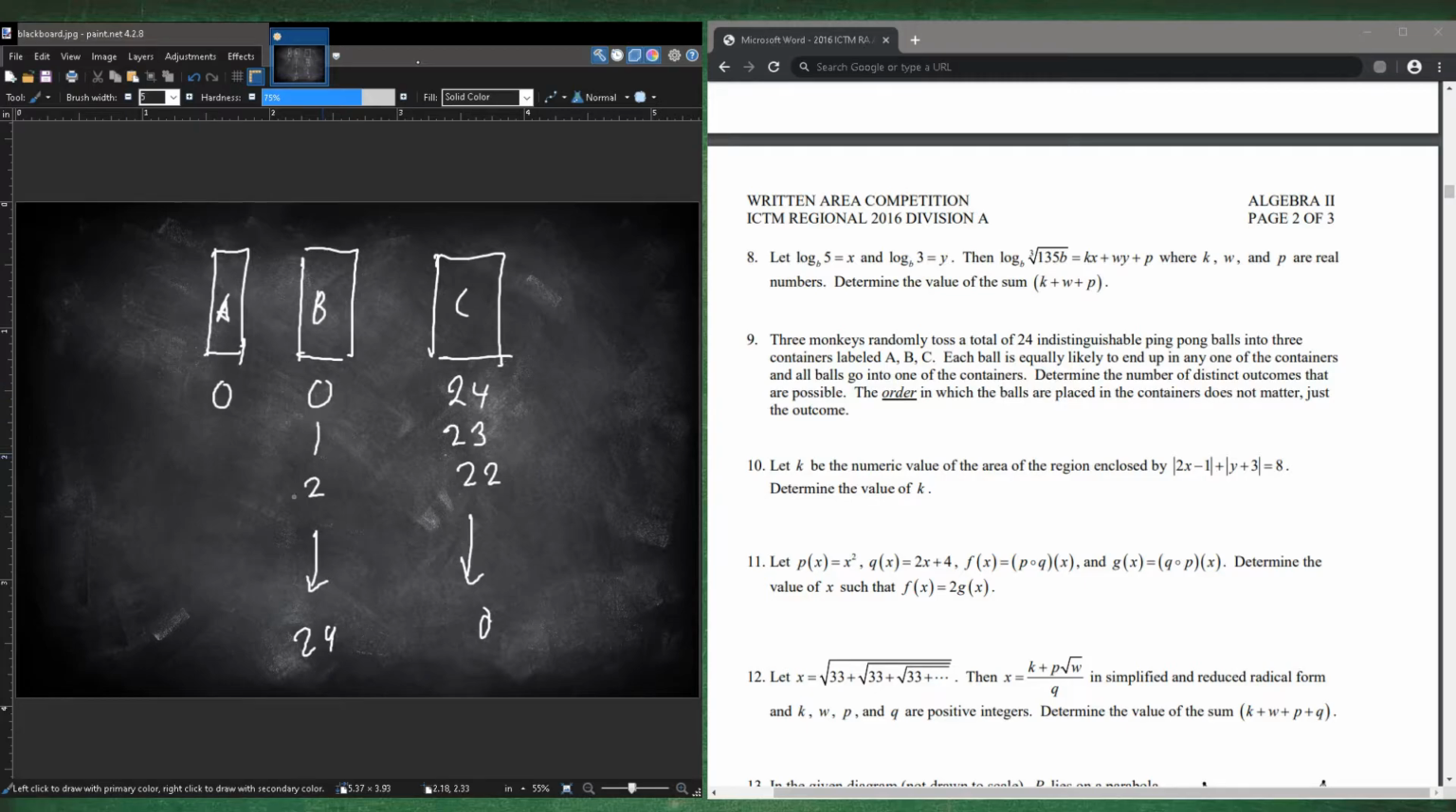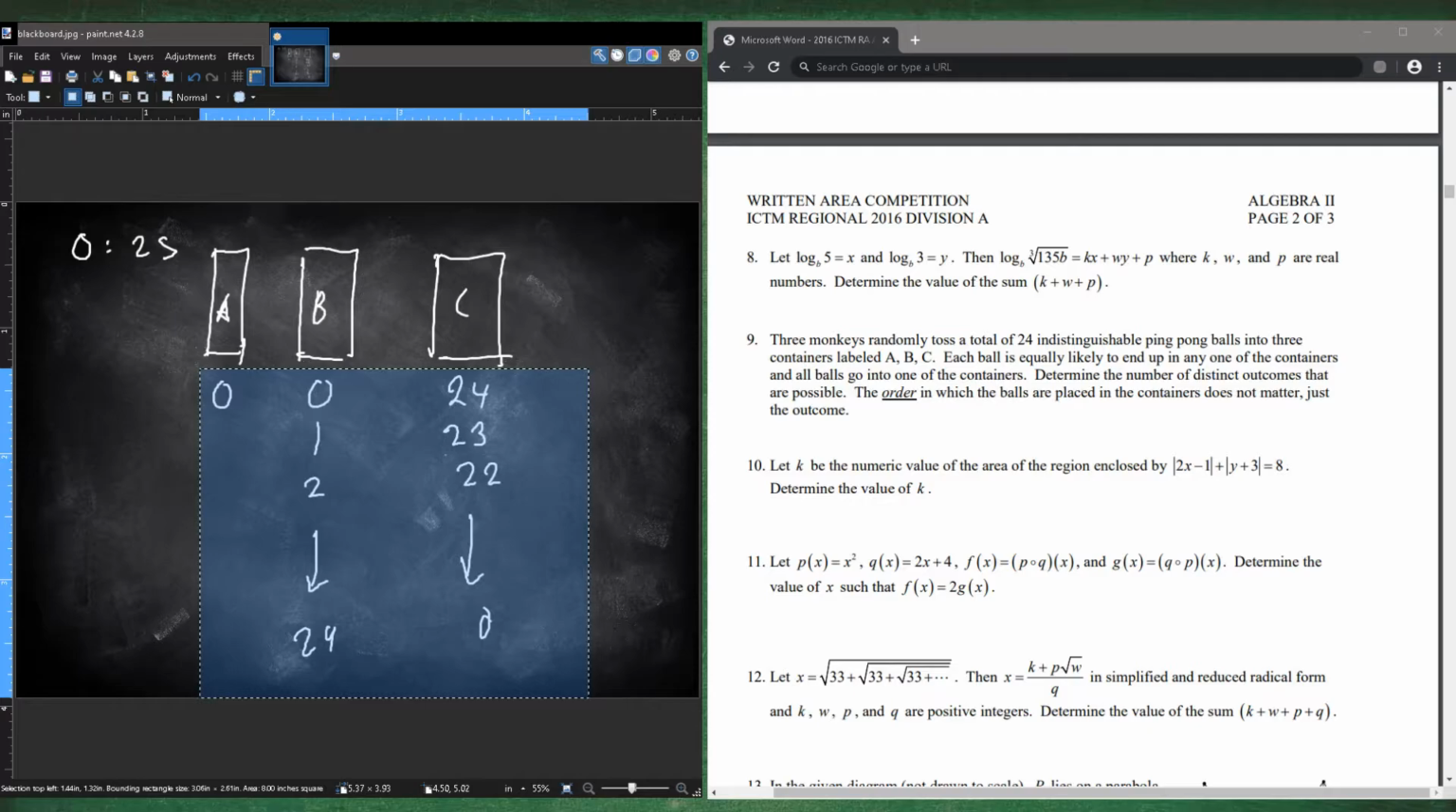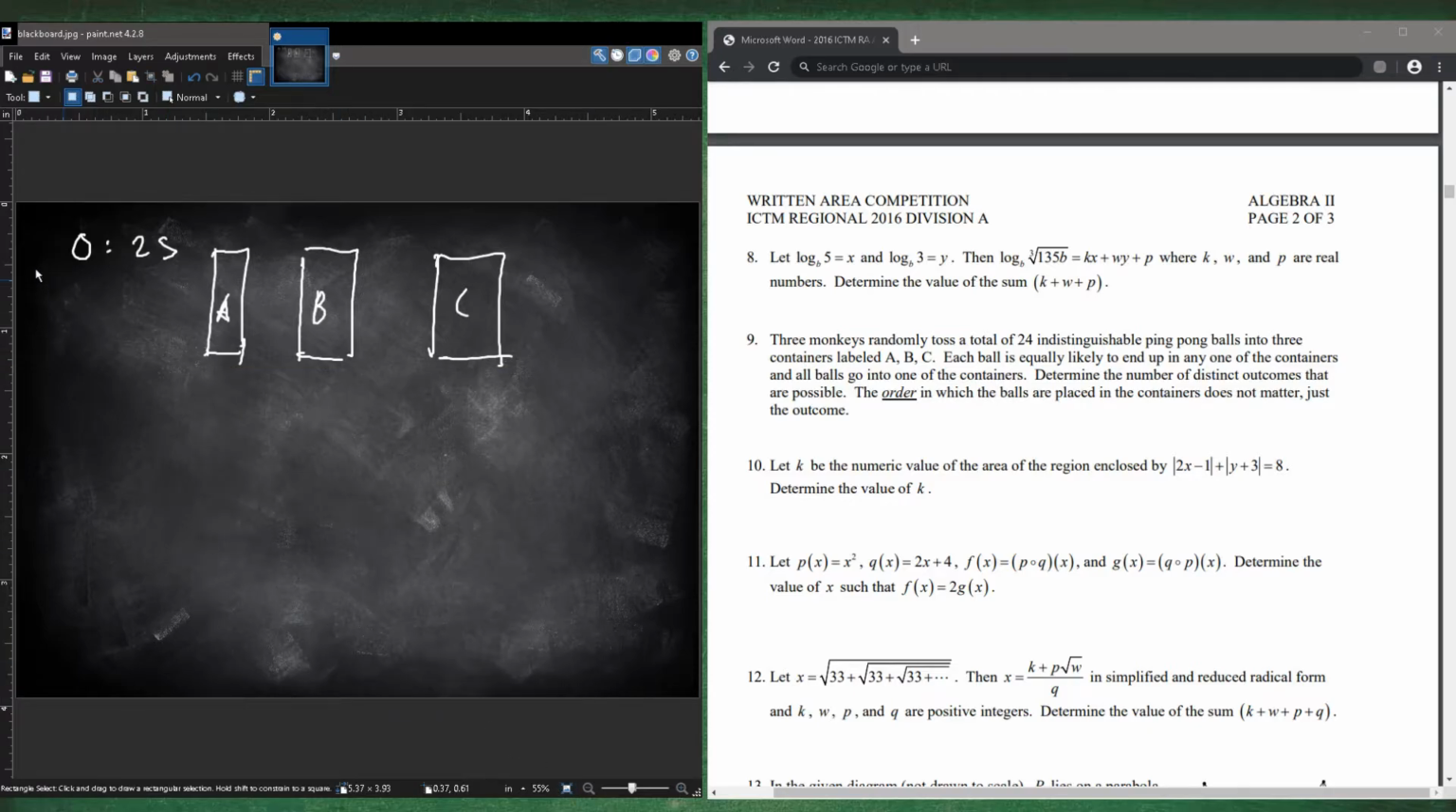So it has to exchange like this, right? Because if this goes up 1, this has to go down 1. So it went from 0 to 24, so that means there's a total of 25 combinations. So when A has 0 balls, you have 25 combinations. Okay, so let's test when it only has 1 ball in here.